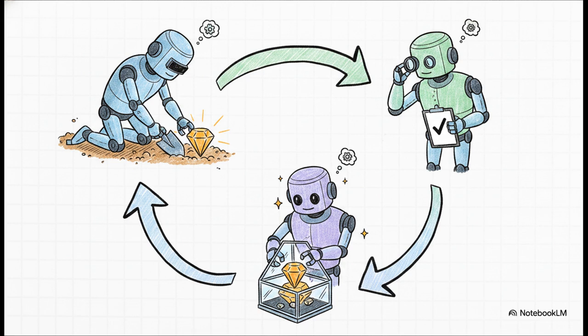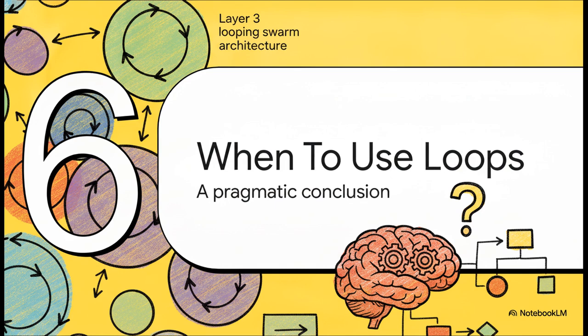final output. This pattern matters immensely to your enterprise workflows because it's exactly how you build trust in AI systems. You are literally forcing the agents to fact-check and debate each other before ever presenting a human with a final, vetted answer. Section 6. When to use loops.